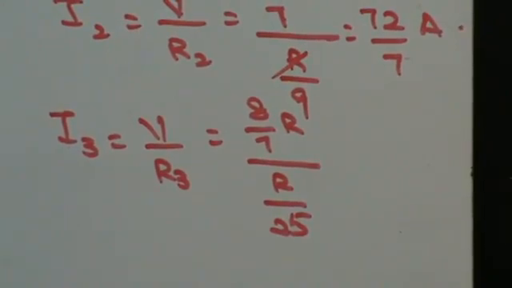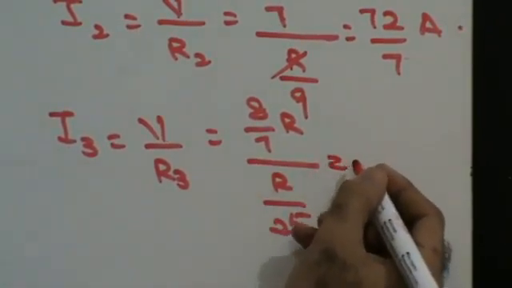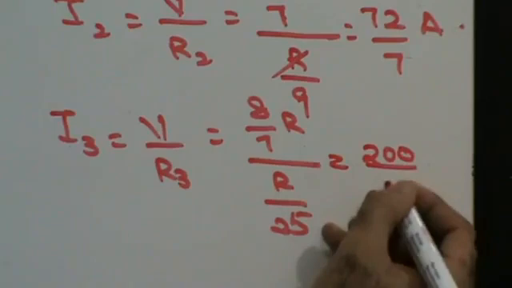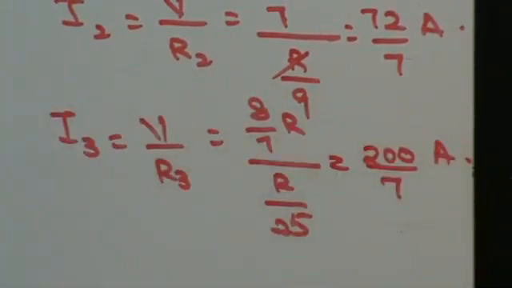Right? So in that case, this is going to be 25 8s are 200 upon 7 amps. So this will be the current that will be flowing through each wire.